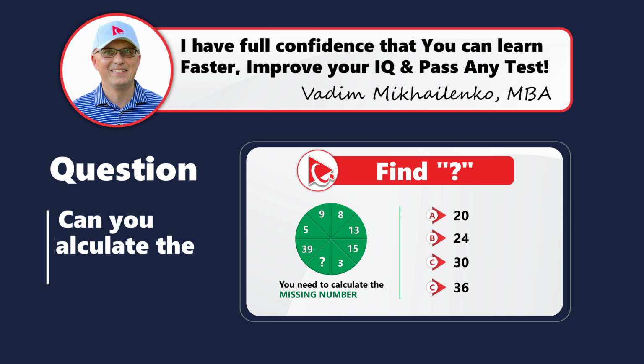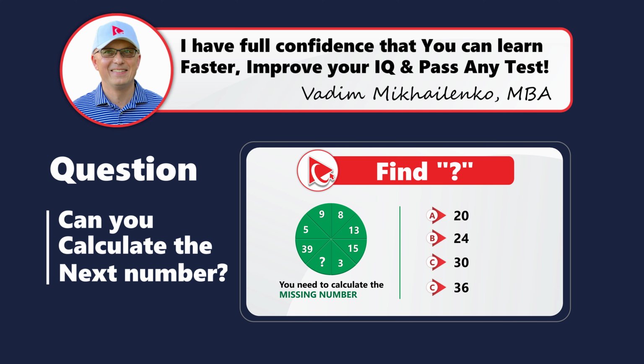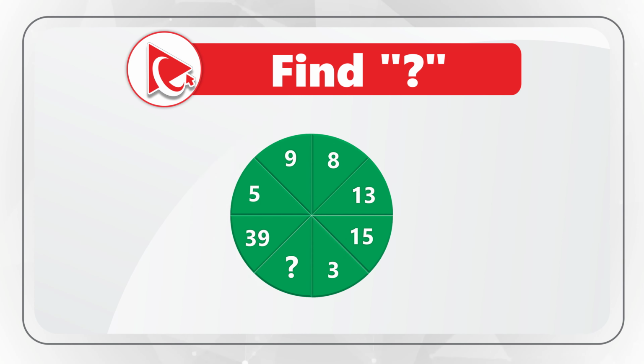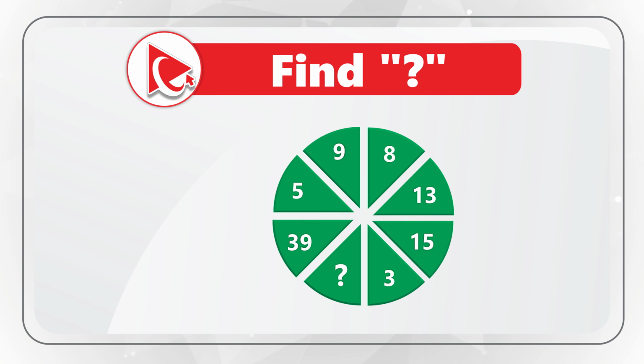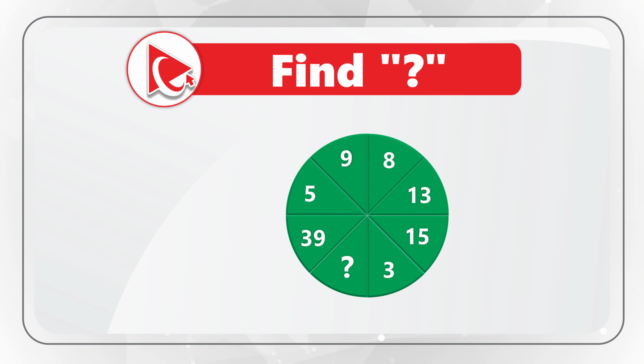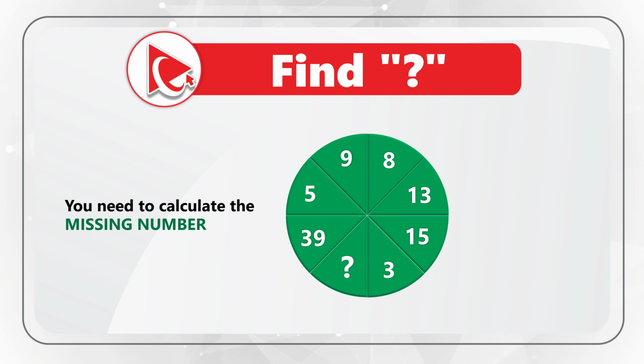Here's the problem some people might find challenging, but in reality, it's very easy to solve. You're presented with the circle broken down into 8 sections. In each section, there is a number, and in one section, the number is missing, and you need to calculate the missing number. If we start with the 8 o'clock, the numbers that are present are 39, 5, 9, 8, 13, 15, 3, and then comes the missing number.